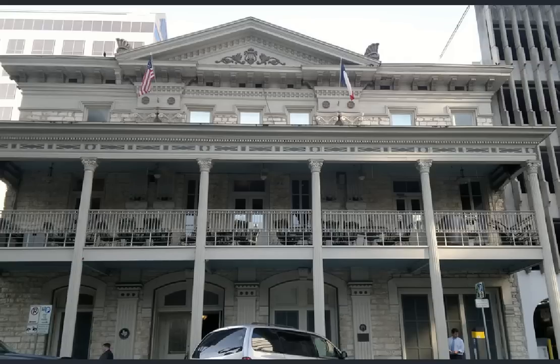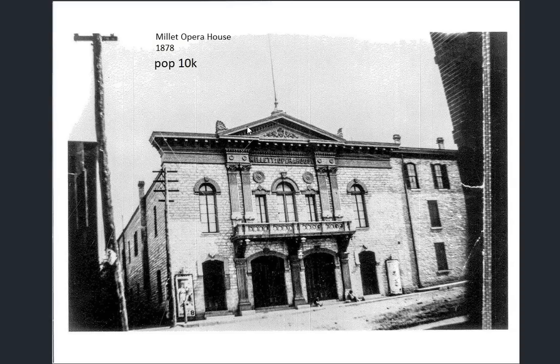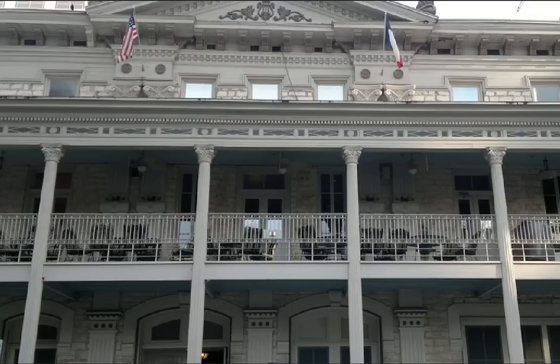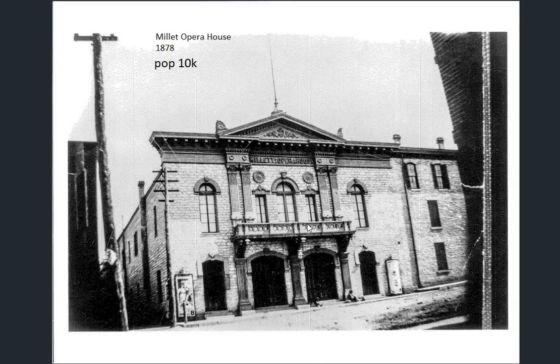Here's the Opera House. Let's take a look at it, what it once looked like. The Millet Opera House, 1878. I guess they needed opera in Austin when there's only 10,000 people living there. And it still stands. Doesn't look like the same structure, not sure what's happened to it.